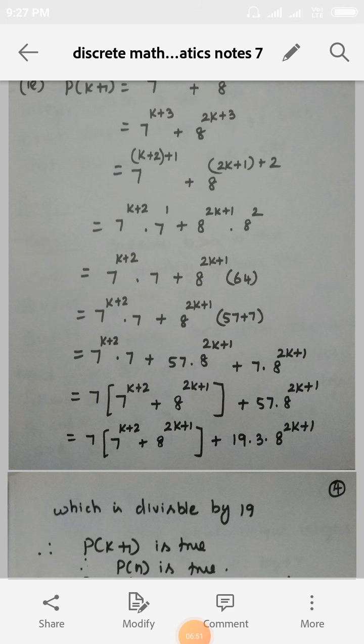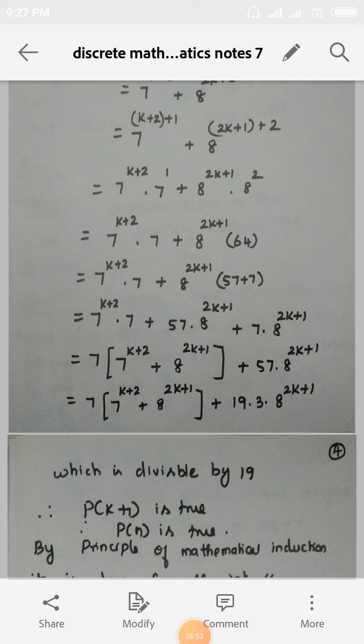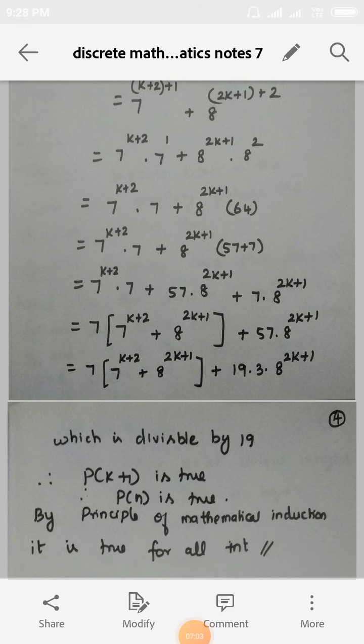So the next step, 7 power k plus 2 into 7 plus 8 power 2k plus 1 into 64, since 8 square is 64. 64 can be written as 57 plus 7. The next step is to split it out: 7 power k plus 2 into 7 plus 57 into 8 power 2k plus 1 plus 7 into 8 power 2k plus 1. Next, from the first and last terms, take 7 outside.